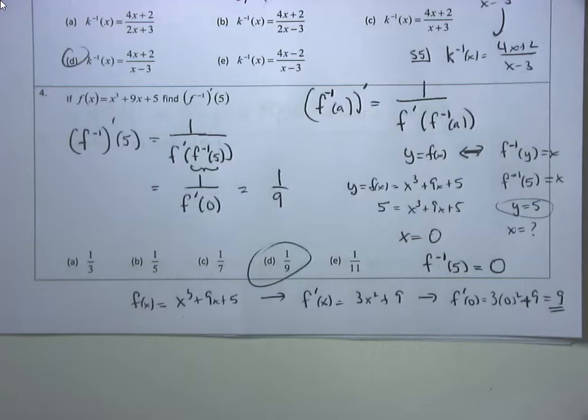That's the formula that we want you to know, and it's the introduction to the first time of taking the derivative of an inverse. The derivative of an inverse is 1 over the derivative evaluated at the inverse.